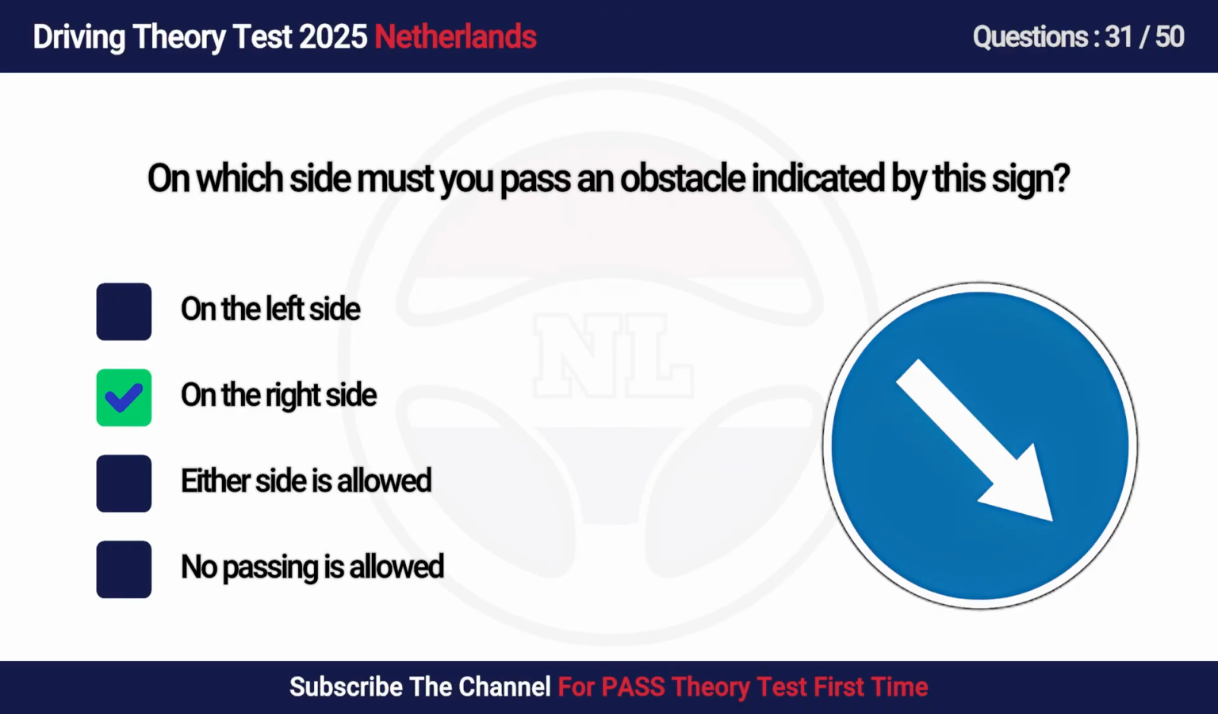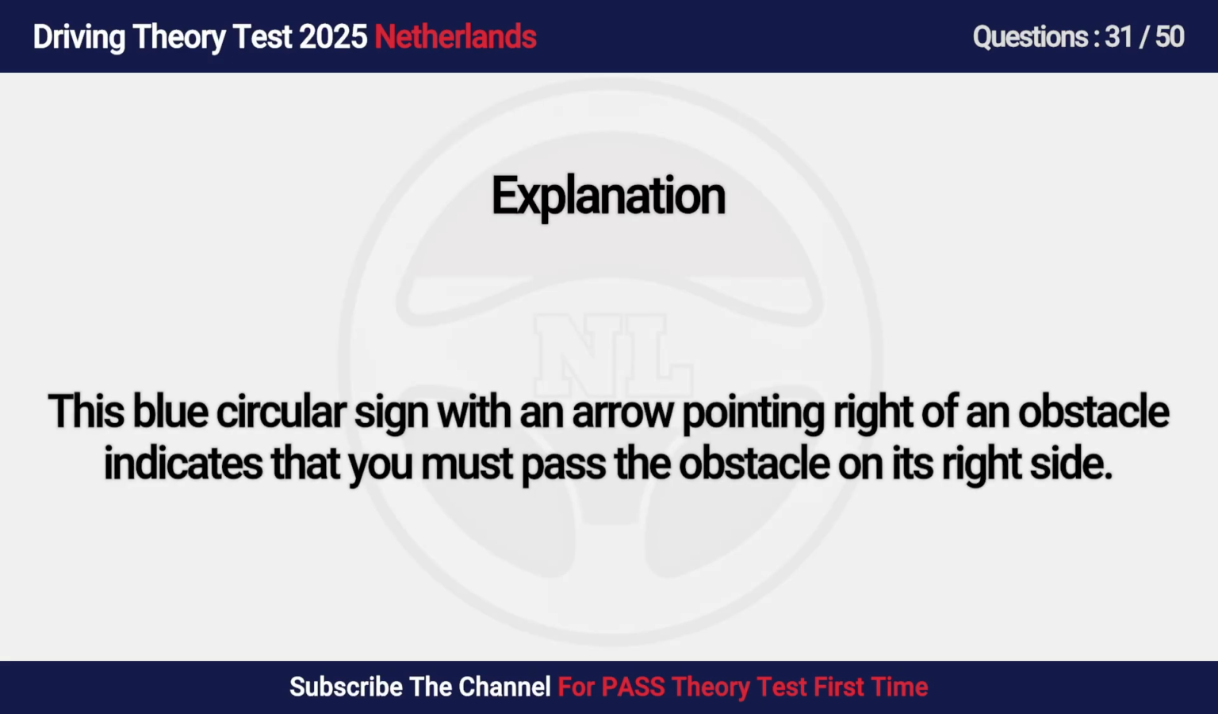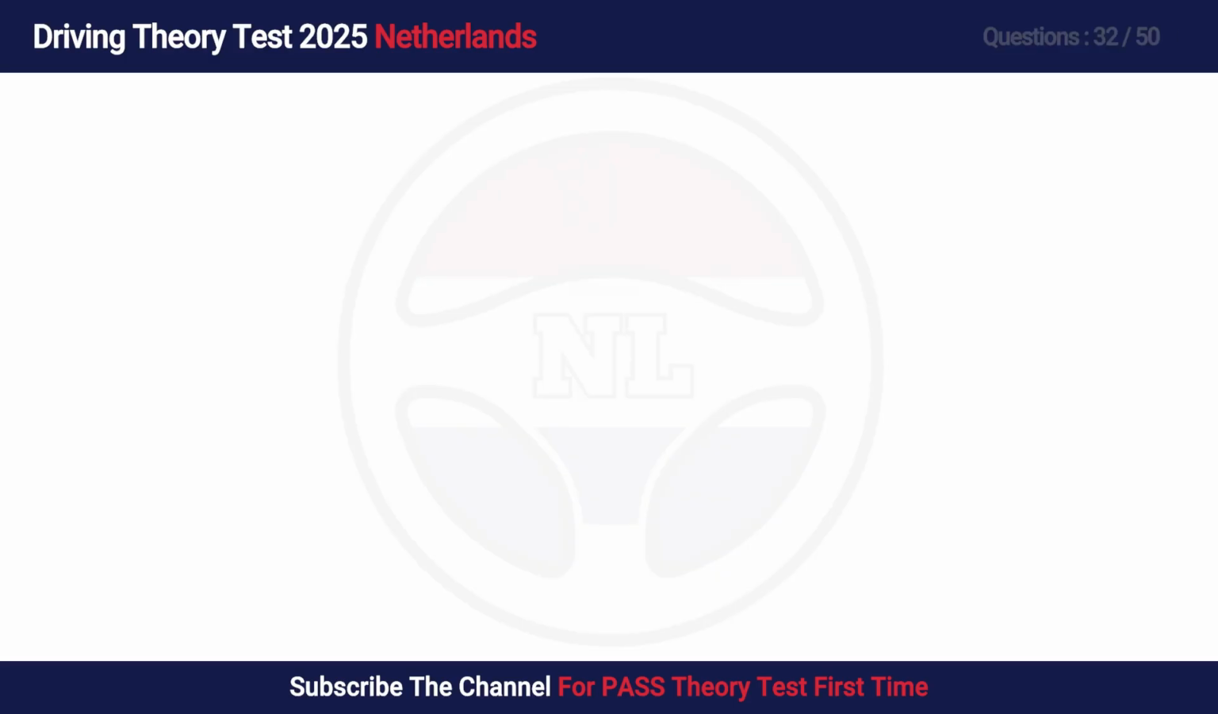Answer is B. On the right side. This blue circular sign with an arrow pointing right of an obstacle indicates that you must pass the obstacle on its right side. Question 32.